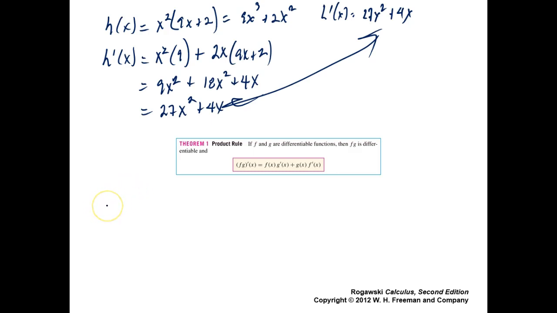I don't know if I'm going to have room for this. So is it all right if I erase that? Y'all got it? Okay.